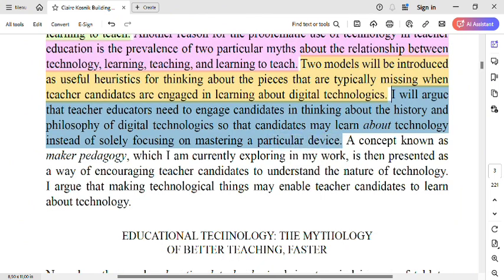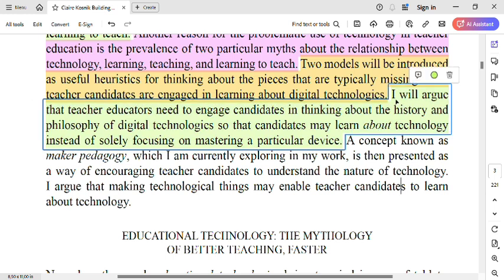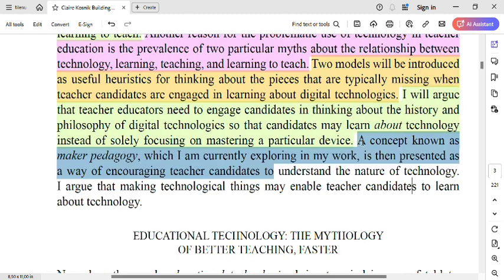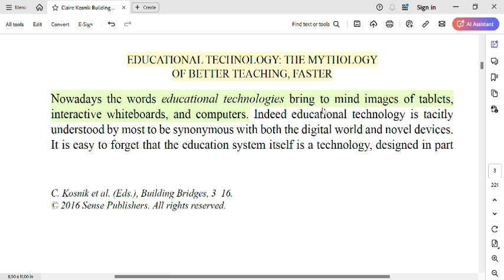I will argue that teacher educators need to engage candidates in thinking about the history and philosophy of digital technologies so that candidates may learn about technology instead of solely focusing on mastering a particular device. A concept known as maker pedagogy, which I am currently exploring in my work, is then presented as a way of encouraging teacher candidates to understand the nature of technology. I argue that making technological things may enable teacher candidates to learn about technology.